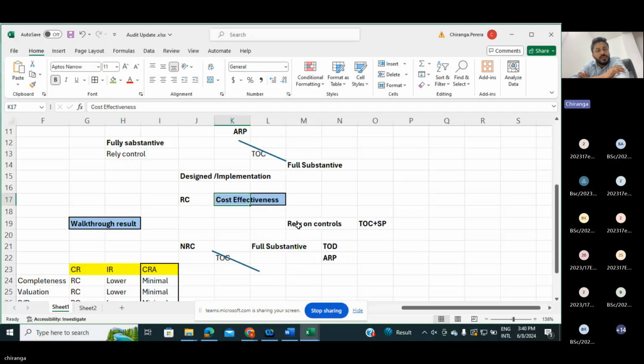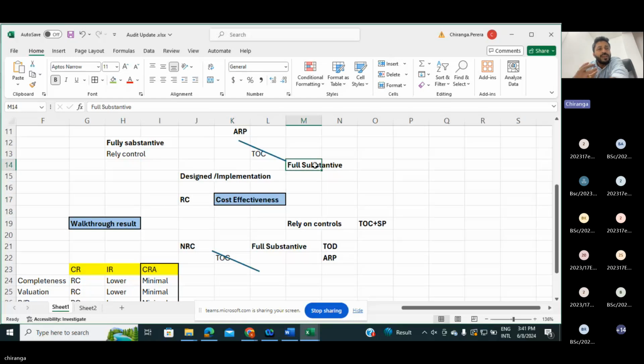So the question is, do we need to test operating effectiveness at the control level? No need, right? Why? For two borrowing facilities, we have two agreements and two amortization schedules, and for one year we have 24 installments. For one loan we have 12 installments, which can be 100% tested at the balance level. So why do we need to check the operating effectiveness? No need. For cost effectiveness, we are doing a full substantive approach.